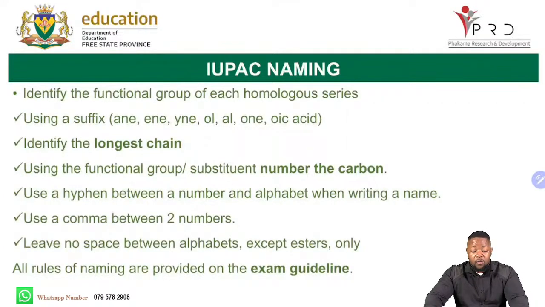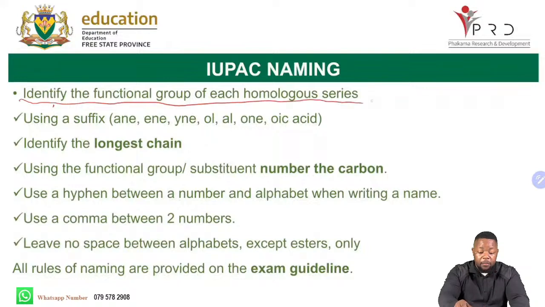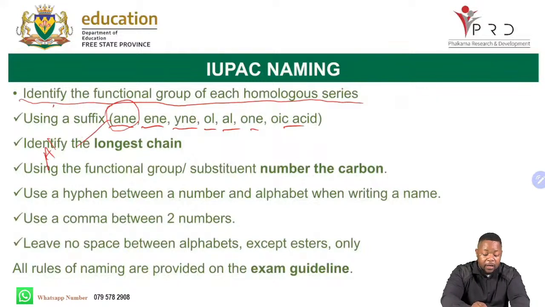Now, we go into organic naming, the IUPAC naming, the naming of organic molecules. We want to remind you of naming of these molecules as you have studied throughout the year. The first thing that we want to do when we name organic molecules is to identify the functional group of each homologous series. And then we need to know the name ending, the suffix. You might want to recall that the ANE is for the alkanes. This is the name ending for the alkanes. The alkanes, they end with the ANE.